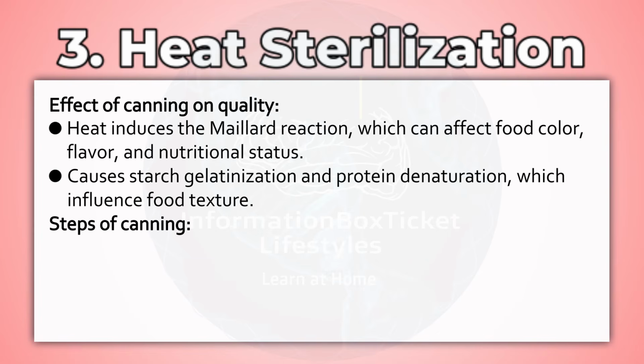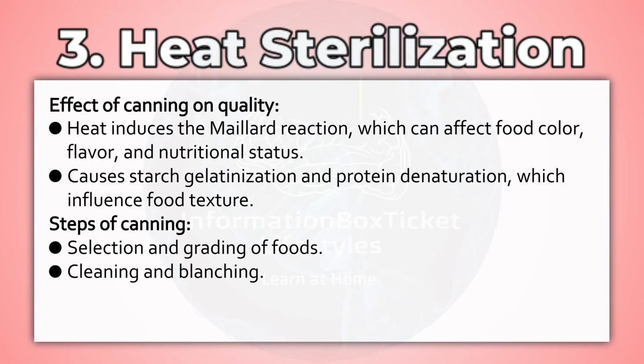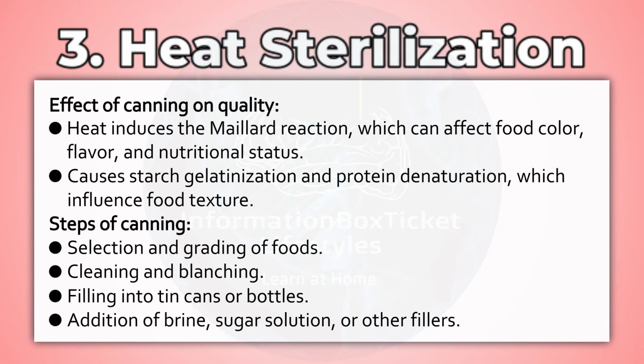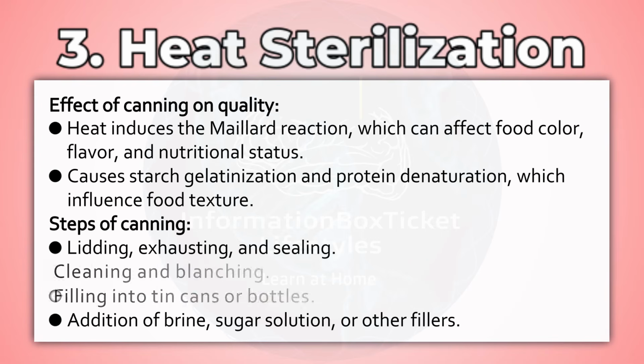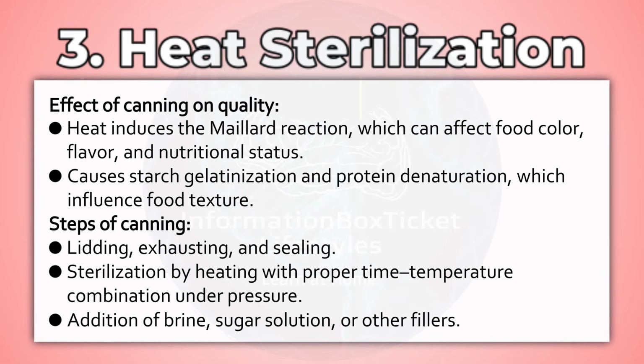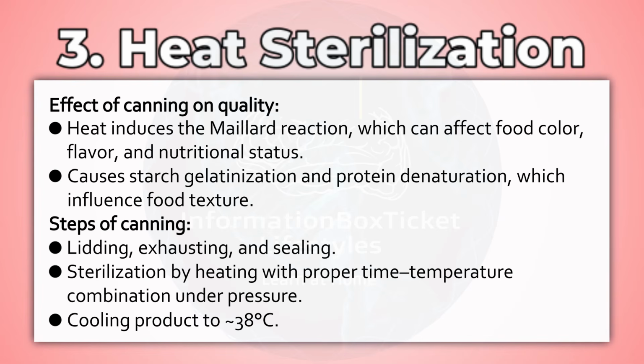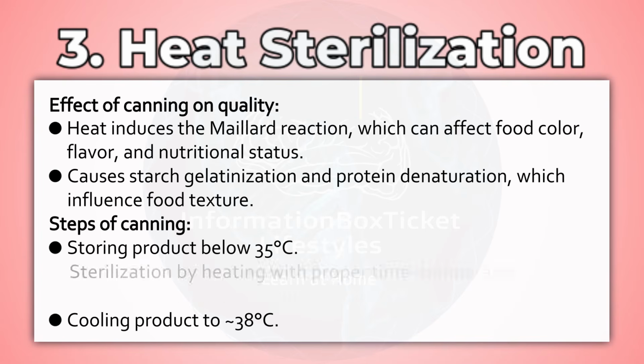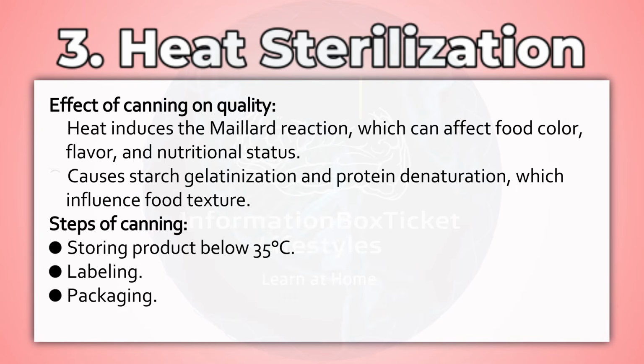Steps of canning. Selection and grading of foods. Cleaning and blanching. Filling into tin cans or bottles. Addition of brine, sugar solution, or other fillers. Lidding, exhausting, and sealing. Sterilization by heating with proper time-temperature combination under pressure. Cooling product to approximately 38 degrees Celsius. Storing product below 35 degrees Celsius. Labeling. Packaging.